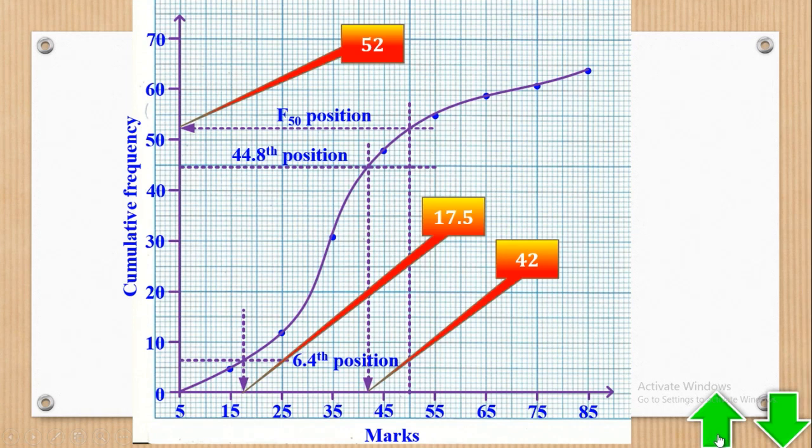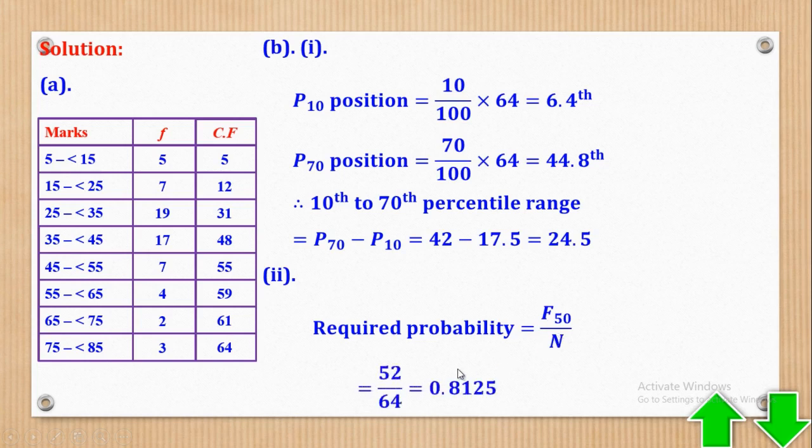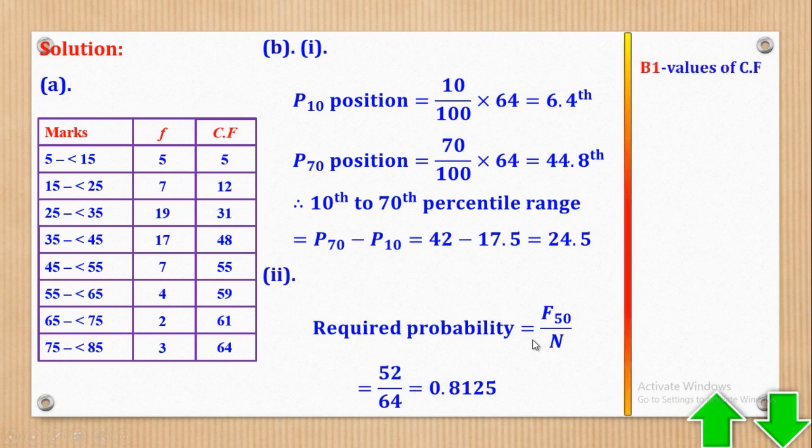So now that I've got that, we shall go and get our probability and say that the required probability is equal to event over sample space. So F50 over capital N, which is the total frequency. When you substitute, F50 will be 52, which I've got in the ogive, and N is 64, which is here. Therefore, the answer will be 0.8125. So you can either leave it like this or use decimals. So basically, that's what they wanted.